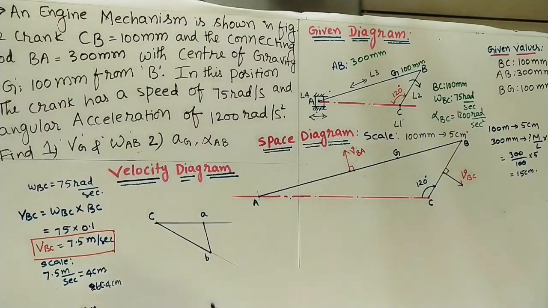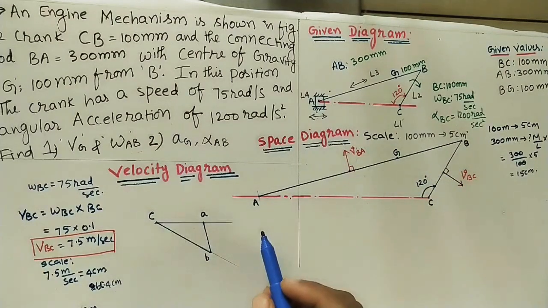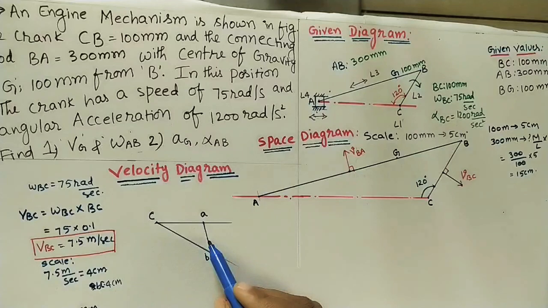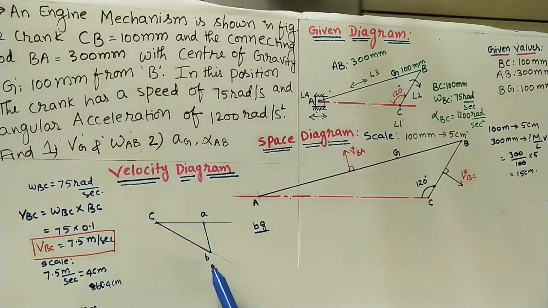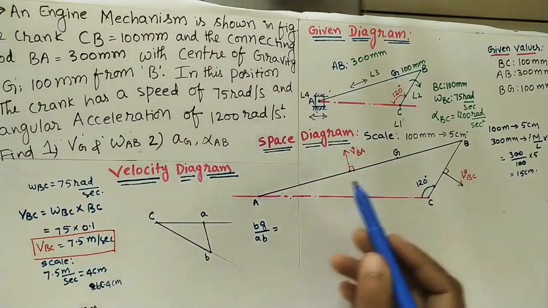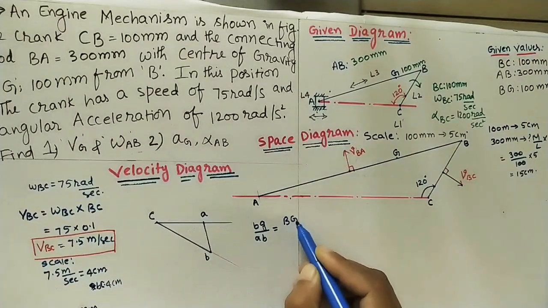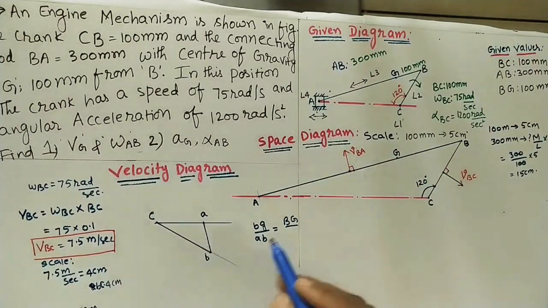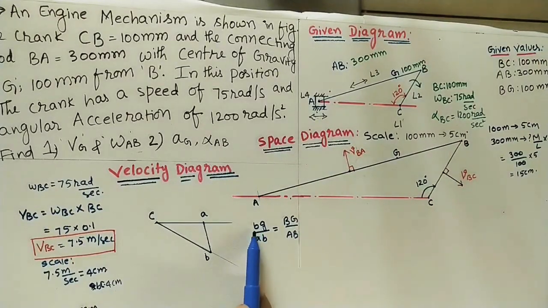So how to mark the G point here? I am comparing this small AB line and capital AB line. By the comparison method we can find it. Let us assume some G point will be here. So BG by total length AB, I am comparing these values to these values. Small bg here, capital BG, by small AB, capital AB. By using the comparison method we can find this value. So BG keep as it is.